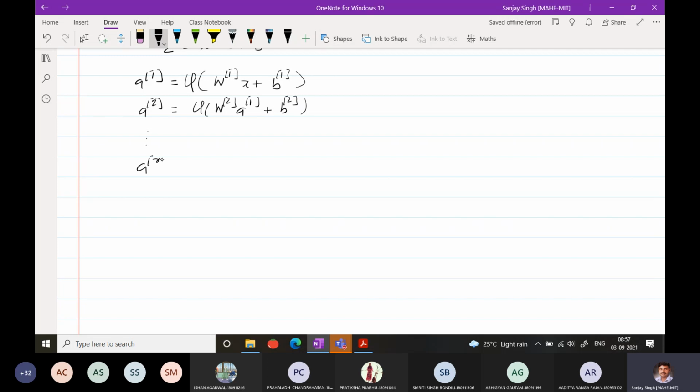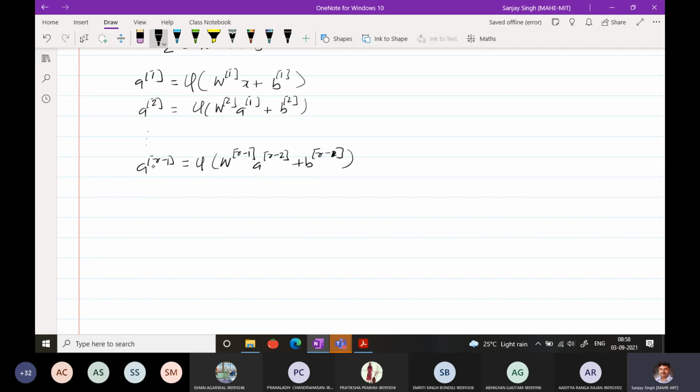Let's say suppose some R minus 1 layer I'm talking about. So phi of W, remember that whatever the index is, you are talking about that layer, the weights corresponding to the same layer are used, that is R minus 1, and to this the input from the previous layer is taken, so that is A of R minus 2, plus B of R minus 1 from the same layer, right?